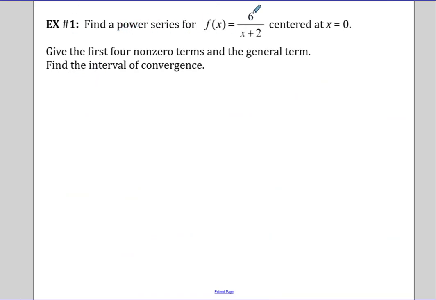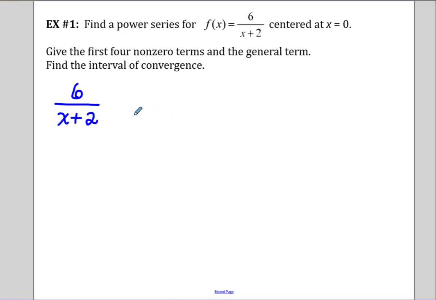If we find a power series for f of x equals 6 divided by x plus 2, centered at 0, we want to give the first 4 non-zero terms and the general form, and this time we're actually going to find the interval of convergence. So we're going to need to consider the validity of those endpoints.